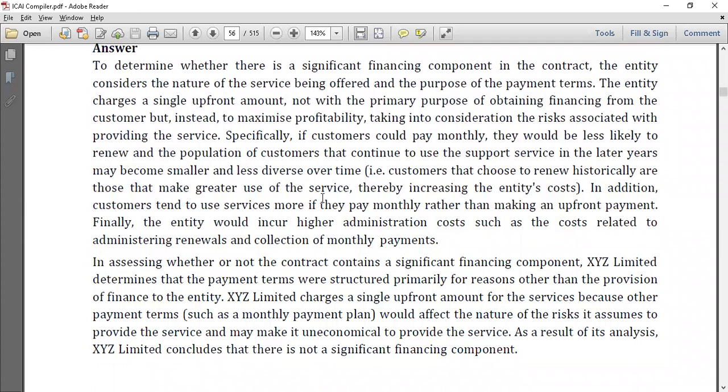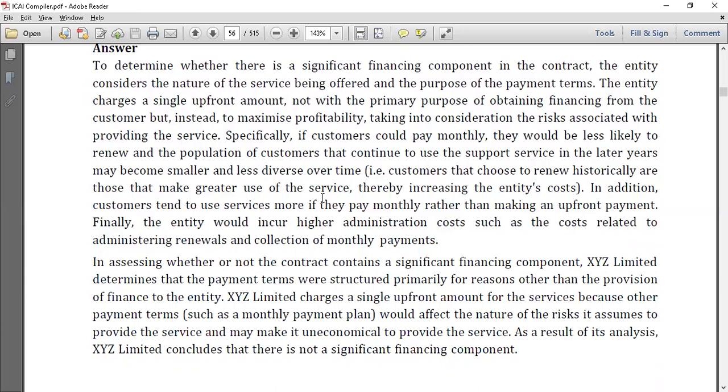To determine whether there is a significant financing component in the contract or not, the entity considers the nature of the service being offered and the purpose of the payment terms. Nature and the purpose. So the entity charges a single upfront payment not with the primary purpose of obtaining finance from the customer, but to maximize profitability. First intention is to maximize profitability. Take into consideration the risks associated with providing the service.